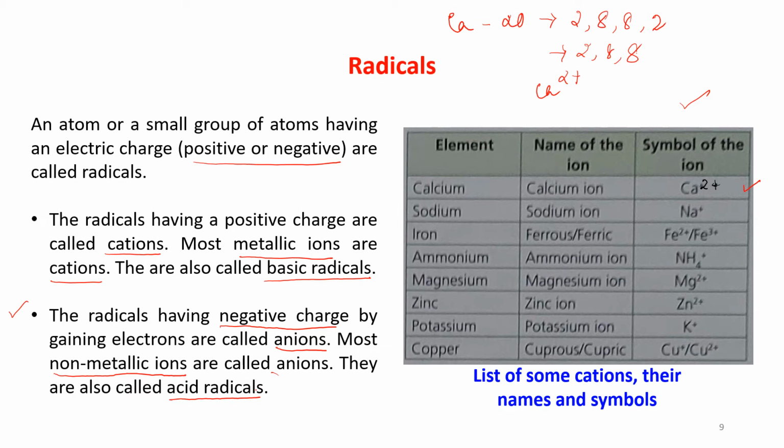See here, the symbol of calcium ion is Ca2+. Sodium, the symbol of its ion is Na+. Iron is having 2 variable valencies. They are Fe2+ and Fe3+, ferrous ion and ferric ion. Ammonium ion is NH4+. Magnesium is Mg2+. Zinc ion, the symbol is Zn2+. Potassium, K+. And copper is having variable valencies, cuprous Cu+ and cupric Cu2+.